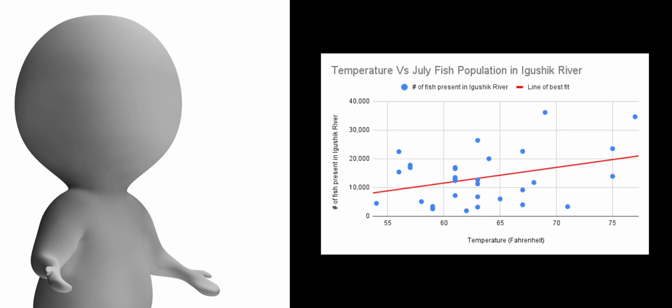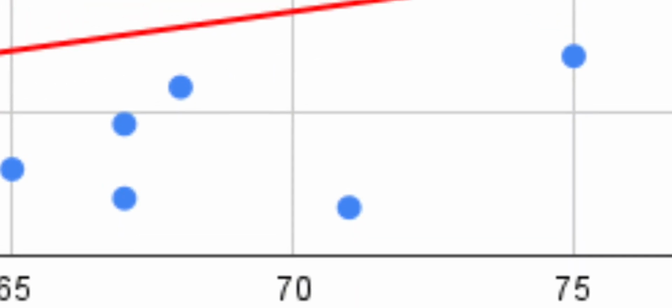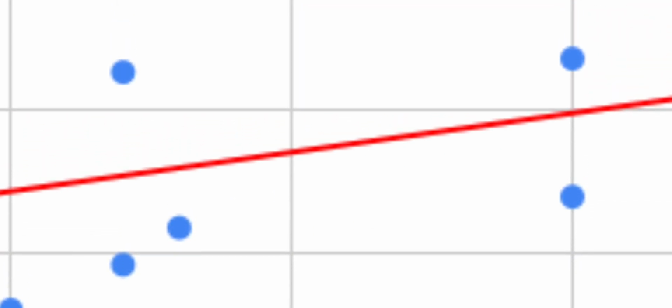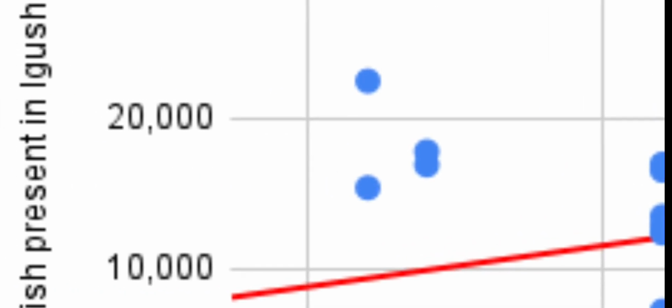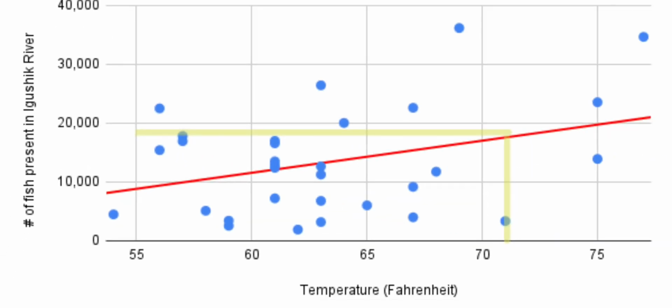Until the Weather Channel is back up and running, we'll need to figure this out ourselves. She said it was going to be 72 degrees today, right? That's right. So if we look at the graph and draw a line from 72 degrees to the least squares regression line, we can connect it back to the y-axis and estimate that there will be about 18,000 fish in the Agushik River today. Boy, I sure hope so.